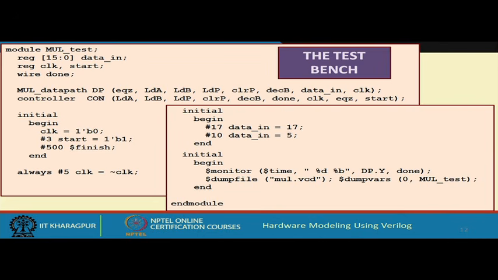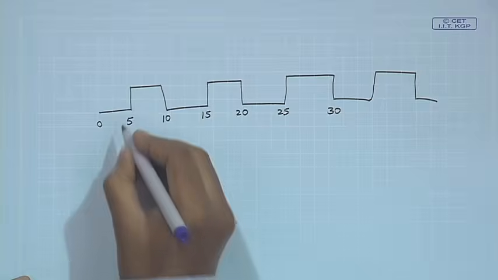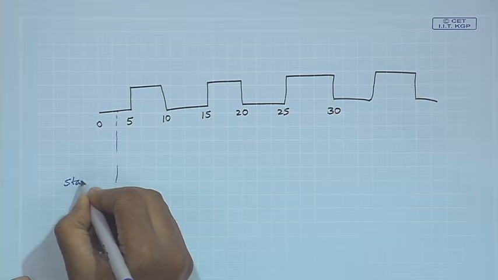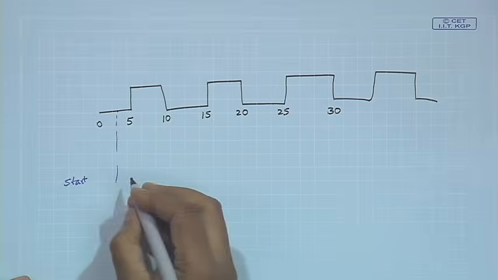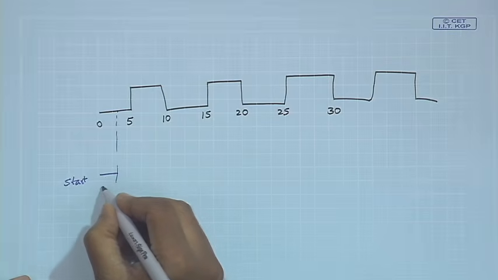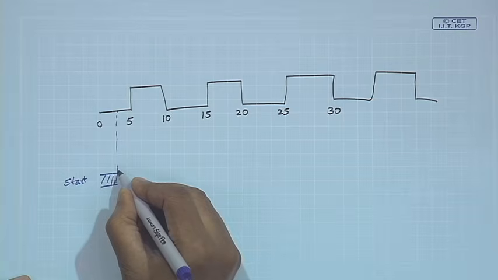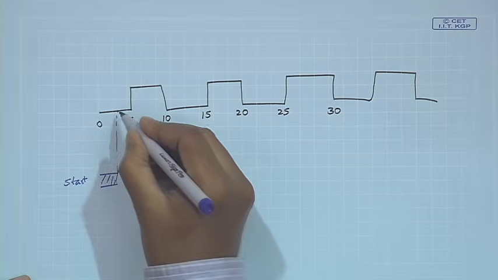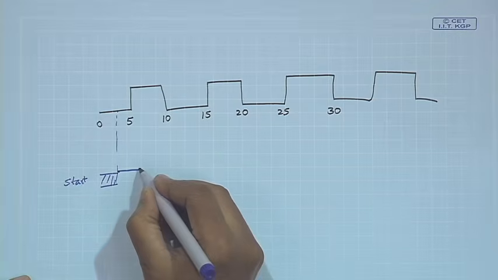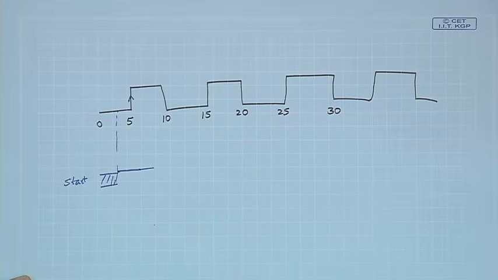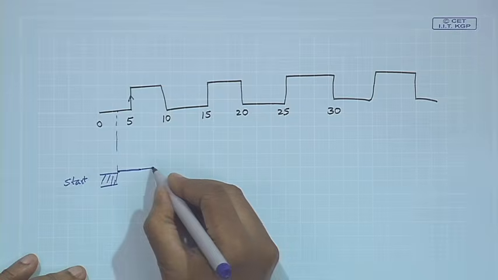Now, if you think of the start signal, you are activating start at time 3. Initially start was undefined, so it was tri-state. So, start is activated at time 3, and multiplication will start from here. The next edge that will be obtained is here. So, start will remain like this.